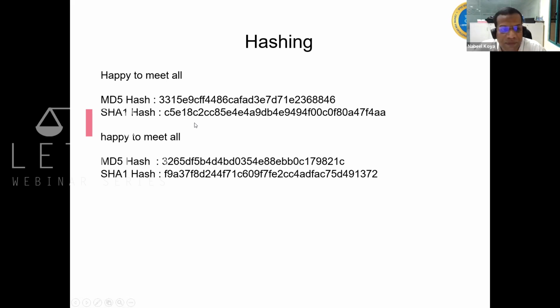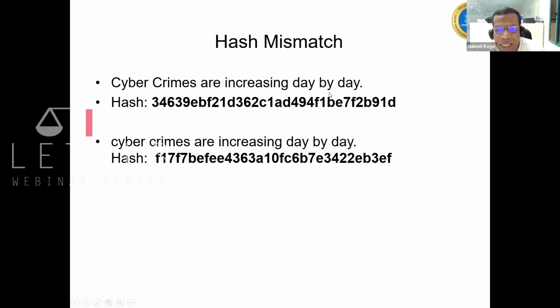Okay, another example: "Cybercrimes are increasing day by day." You can see here the capital C has been changed to a small c, and the hash values have changed by a huge, enormous amount.